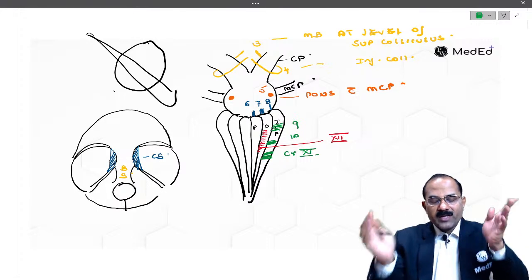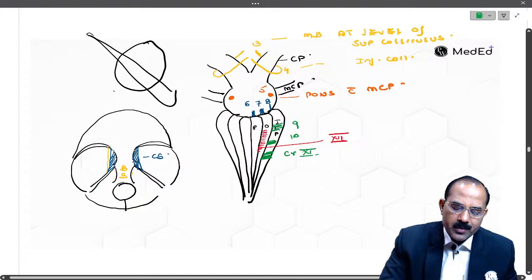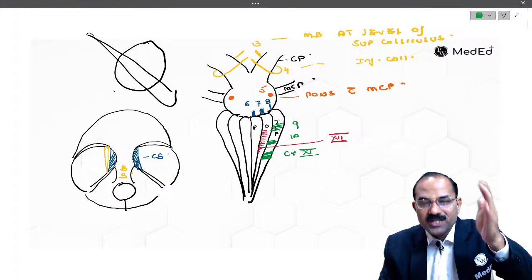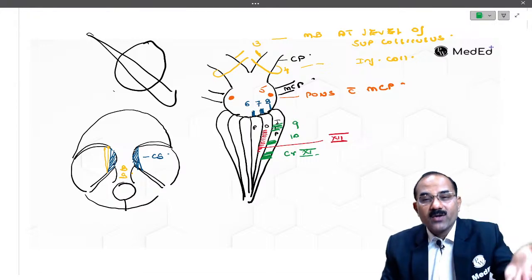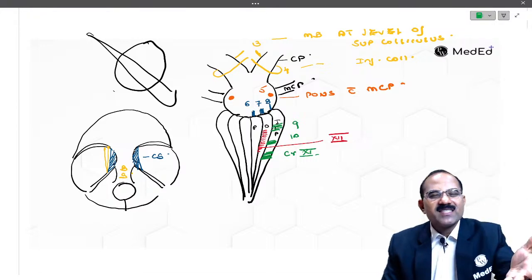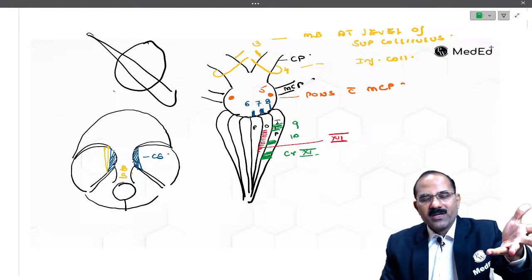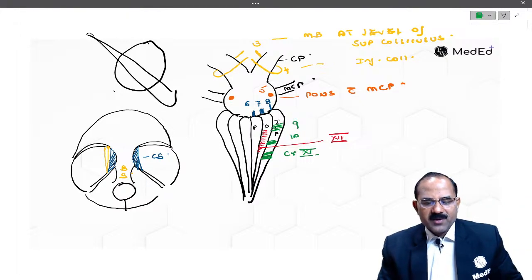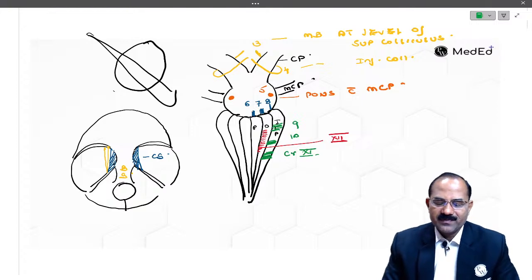Now these third, fourth, and sixth nerves are supposed to go to the orbit, so they will be passing like this, and they will be related to the cavernous sinus. That's how we get the relations of the cavernous sinus. So this becomes the course of the third, fourth, and sixth nerves, and then they pass to the superior orbital fissure, and then what they supply, that is what you have to write. Perfect. Very good.